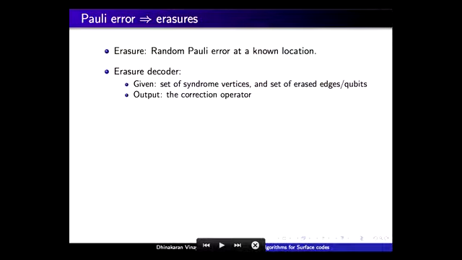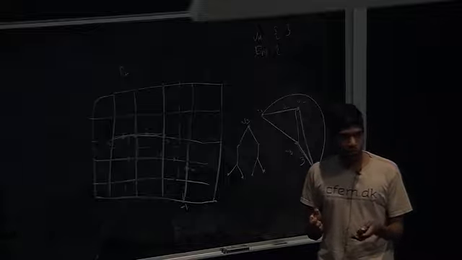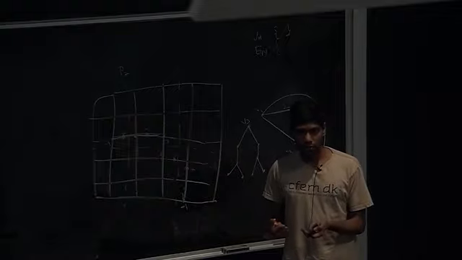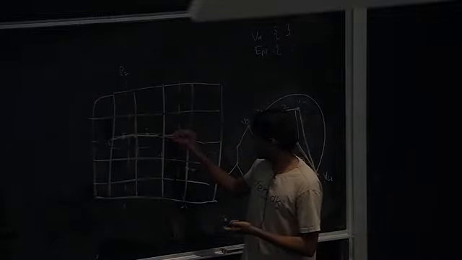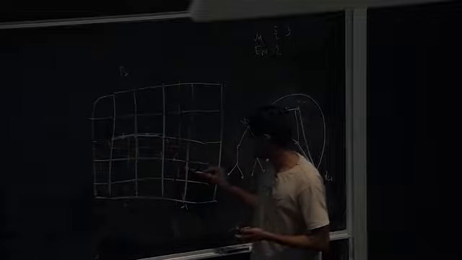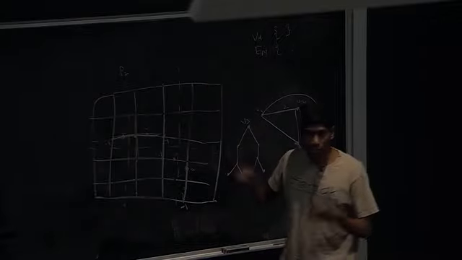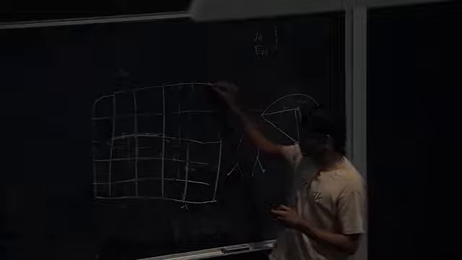So what is erasure? What is the erasure channel? You can think of it as applying a random Pauli error, but you know the location where the random Pauli error is applied. So that's erasure. And what an erasure decoder usually does is, you're given the syndrome vertices and also the qubits where there are erasures. You know where the erasures are.